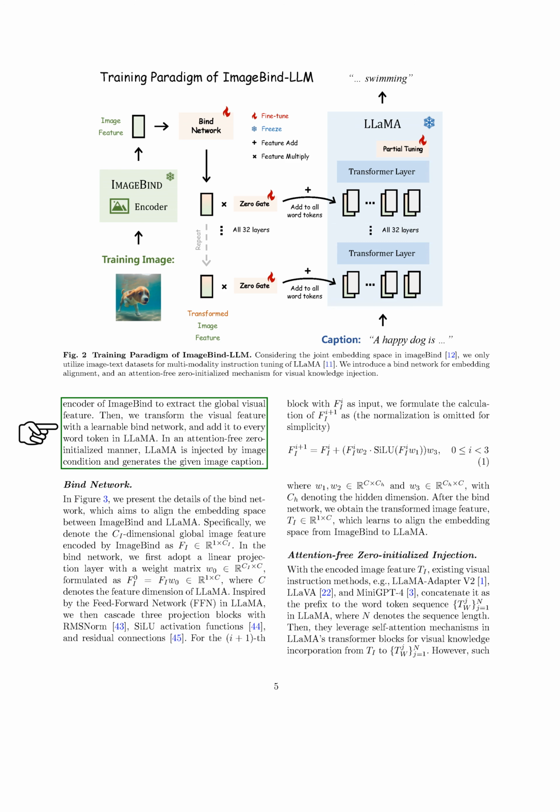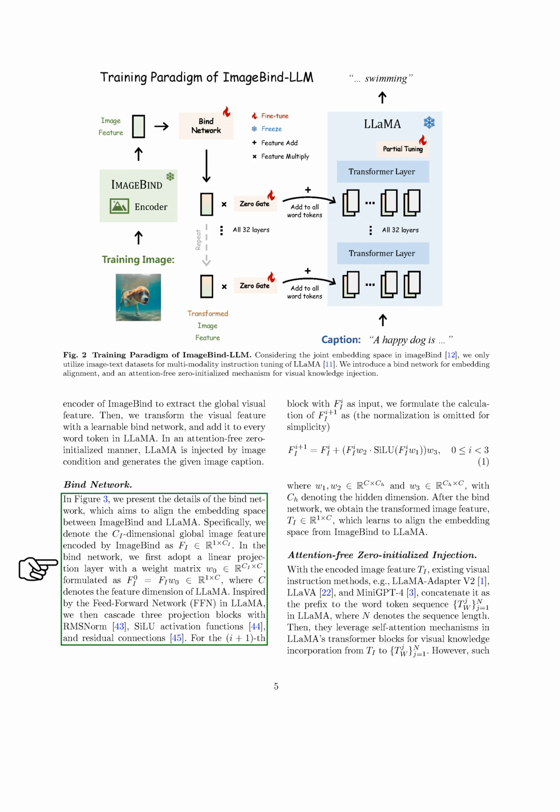The bind network is designed to align the embedding space between ImageBind and LLaMA. It starts by encoding the global image feature into a specific dimensional space using ImageBind. This encoded feature is then transformed using a linear projection layer, which adjusts the feature to match the feature dimension of LLaMA. We then use a method inspired by the feed-forward network, FFN, in LLaMA, where we apply 3 projection blocks with RMS norm, SiLU activation functions, and residual connections.